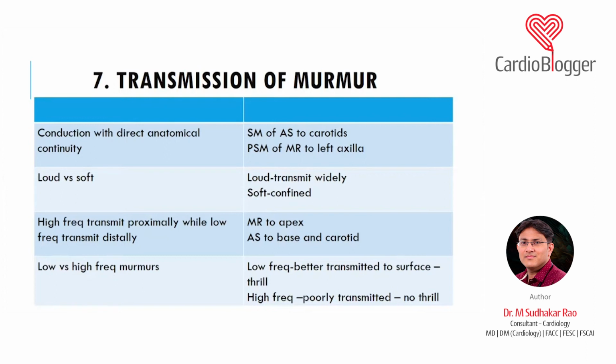Also, it determines if the murmur is loud or soft. Louder murmurs are transmitted widely, whereas softer murmurs, like mitral stenosis murmurs, are confined to their places, like the mitral area. Again, it is important whether it is high frequency or low frequency. High frequency murmurs like mitral regurgitation can go to the apex, and aortic stenosis can go to the carotid and to the base of the heart. So these are the few things which are important.